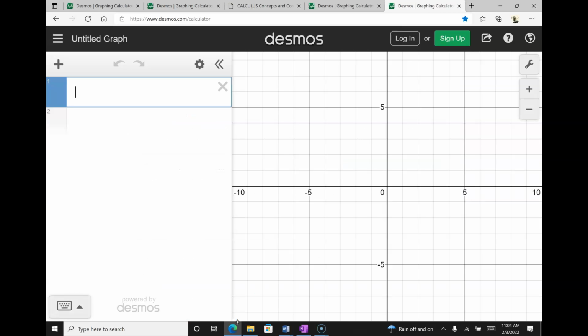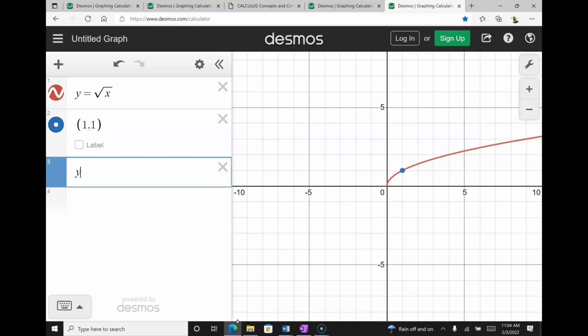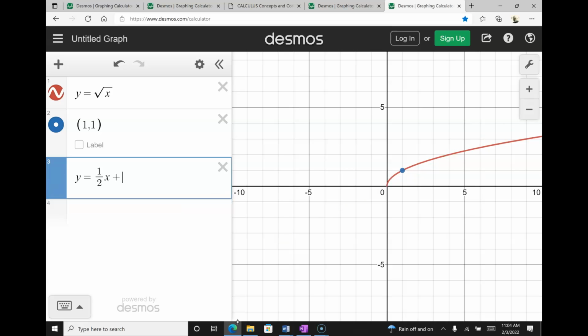What did I get? y equals square root of x. So Grace, you'll see. Right? Square root of x, you see it? It's just the positive anyway. And then what did I get? What did I have? 0.11, right? 1 comma 1. Yes. Tangent line, y equals 1/2 x plus 1/2. Is that right?